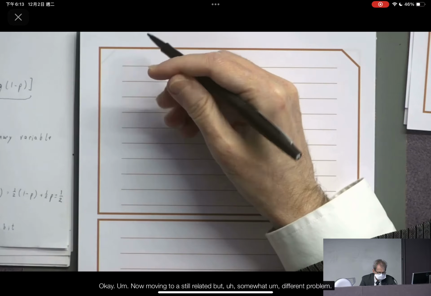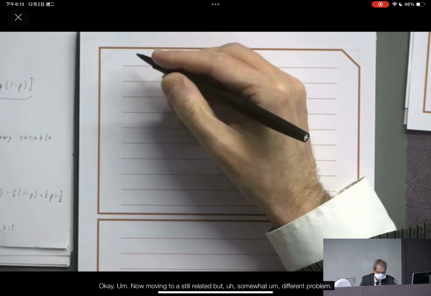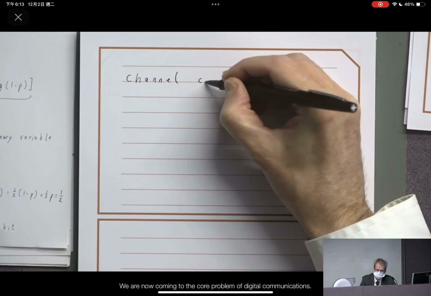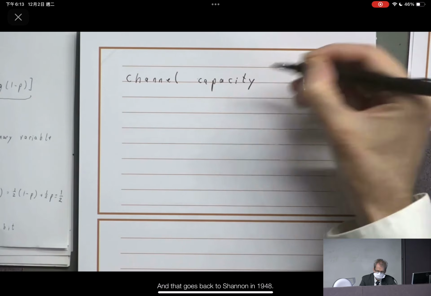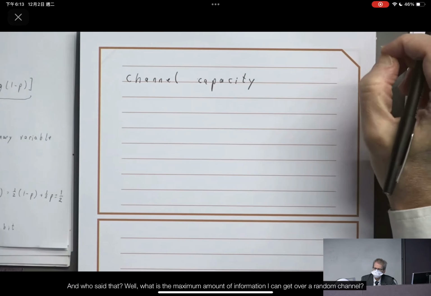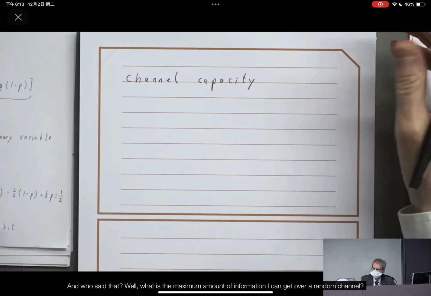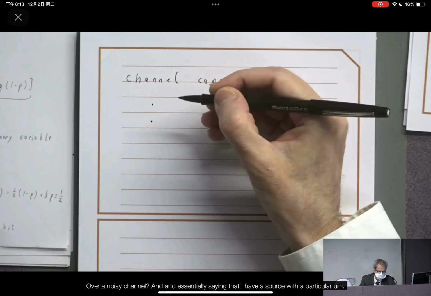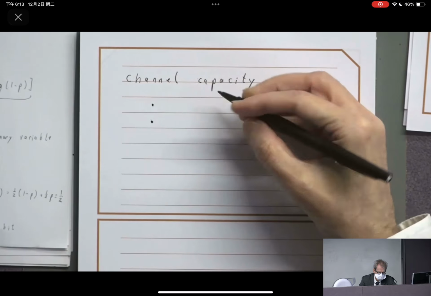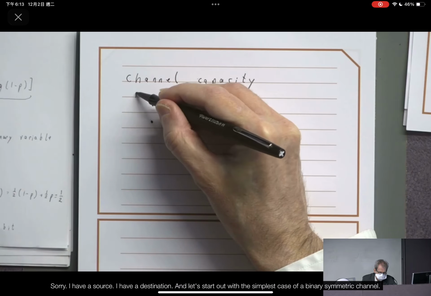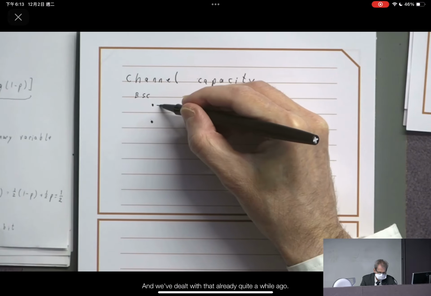Now moving to a still related but somewhat different problem, we are now coming to the core problem of digital communications. And that goes back to Shannon 1948, who said, what is the maximum amount of information I can get over a random channel, or over a noisy channel? Essentially, I have a source and a destination, and let's start out with the simplest case of a binary symmetric channel. And we've dealt with that already quite a while ago.